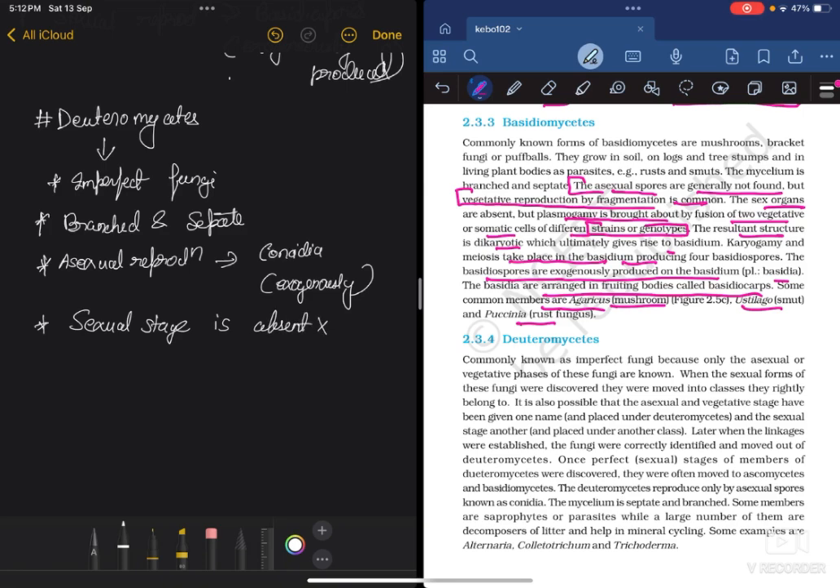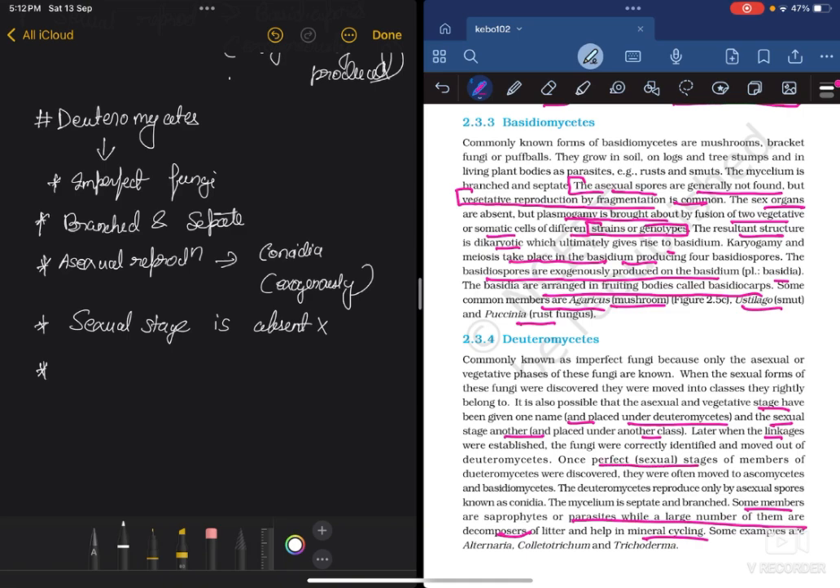Here the dikaryotic stage is also absent. Plasmogamy followed by karyogamy and then meiosis doesn't take place here. The sexual stage is absent. Now, in nutrition, they act as saprophytes or parasites. Most of them are decomposers and help in mineral cycling.